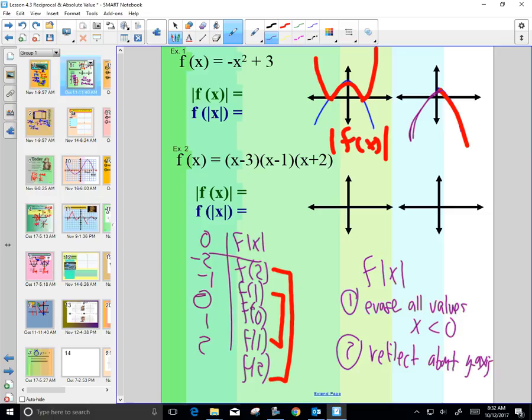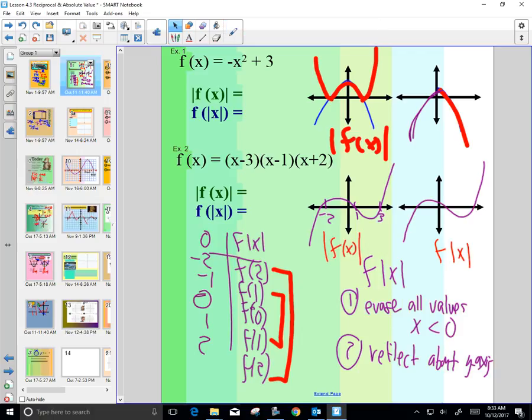What are the zeros for this one here? X minus 3, x minus 1, x plus 2. What are the zeros? 3, 1, and negative 2. So essentially this is going to go like this. I'll let you draw that. Just sketch that in. And we'll do this here. Would you draw that? And then I want you to draw f of x absolute value and f of the absolute value of x. Try it and see what you get.